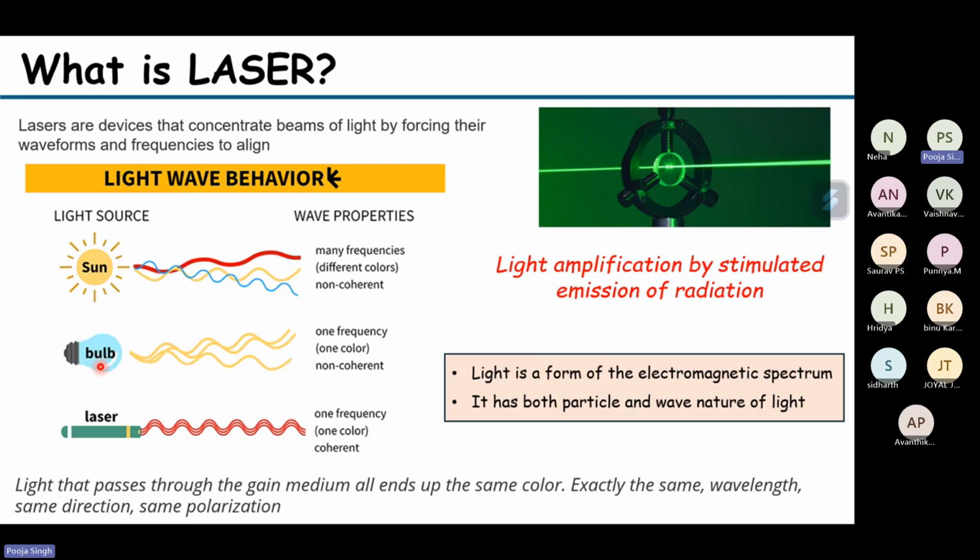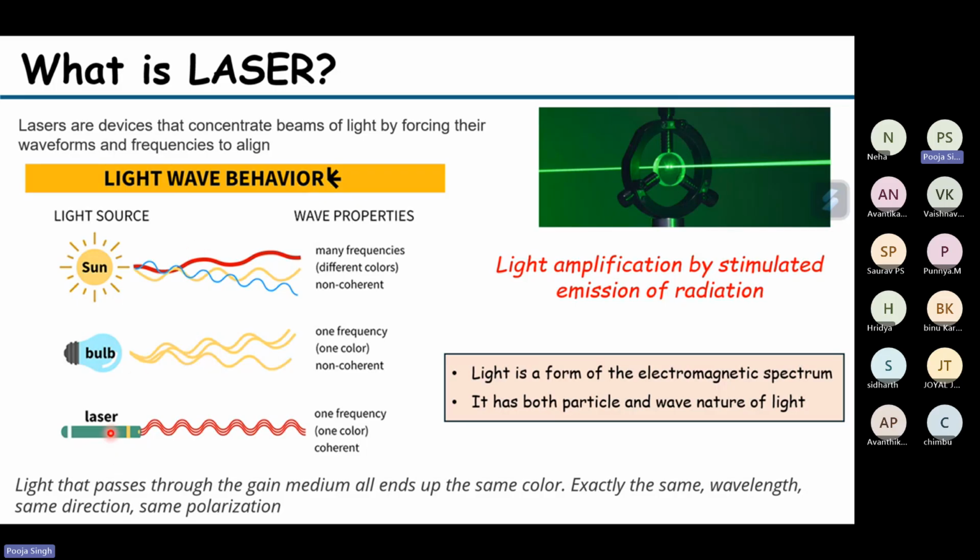But this has a wider area. You can see it can emit light from everywhere. So you will get one frequency range of light, but it will be non-coherent. Non-coherent means you will have different phases of light. In a bulb, since the light is very diverging, your phase will not be the same as compared to the laser.